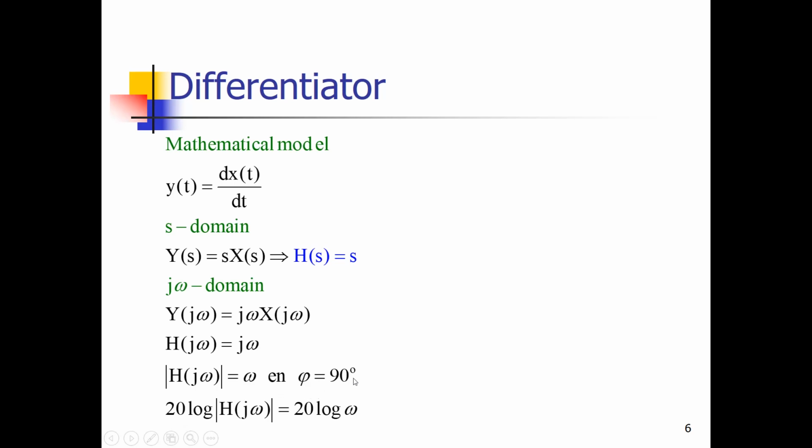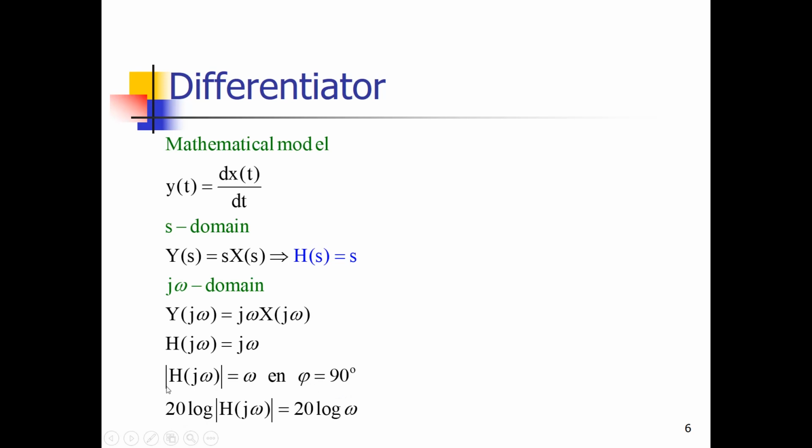The phase is equal to 90 degrees because this is a complex number with only an imaginary part. So in a Nyquist plot, this is always a number up on the imaginary axis. You can also calculate it by taking the arctangent of the imaginary part, omega, divided by the real part, which is 0. So it's the arctangent of an infinite number, which goes to 90 degrees.